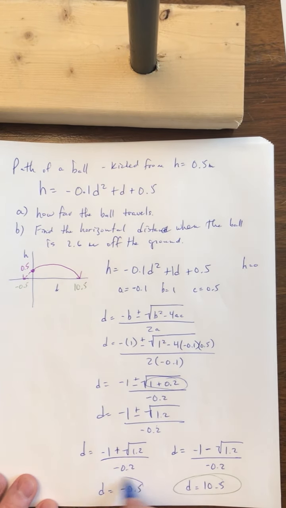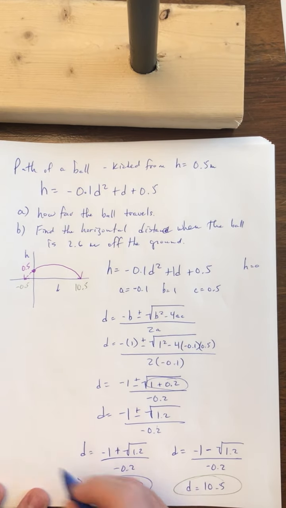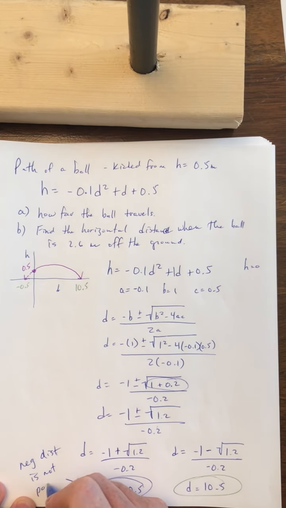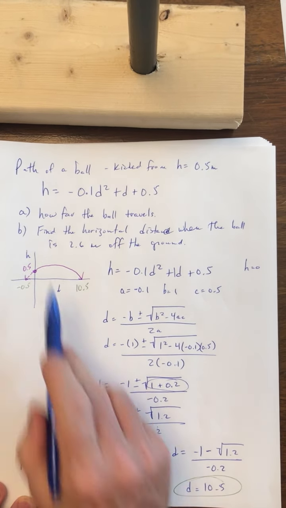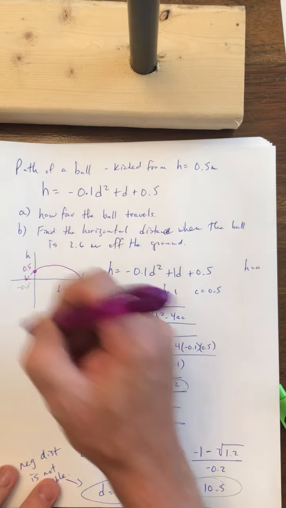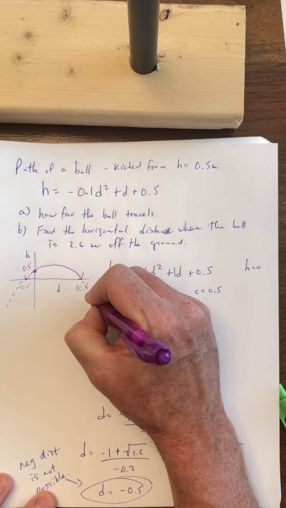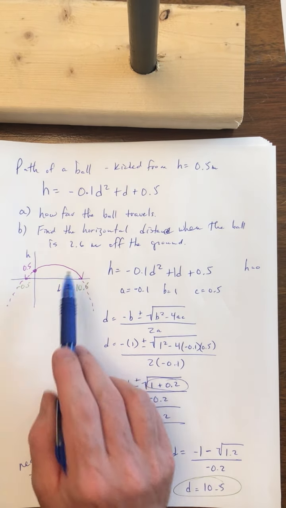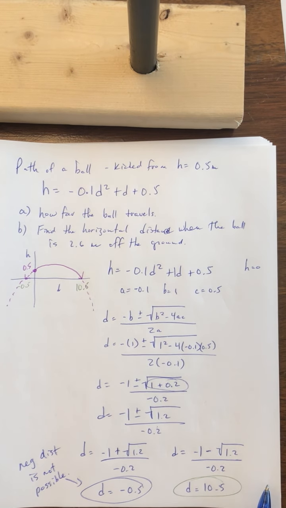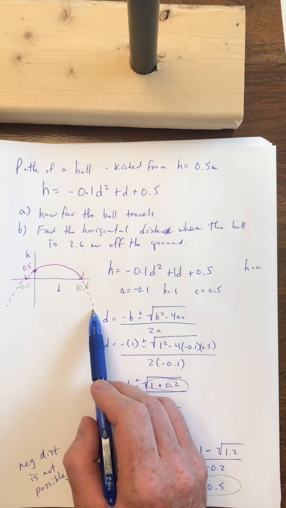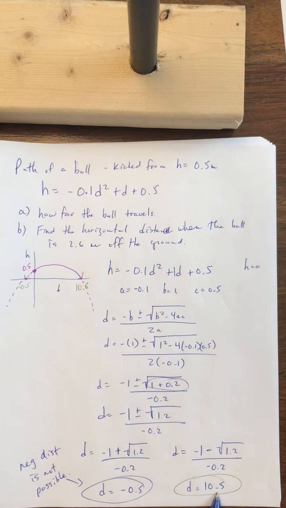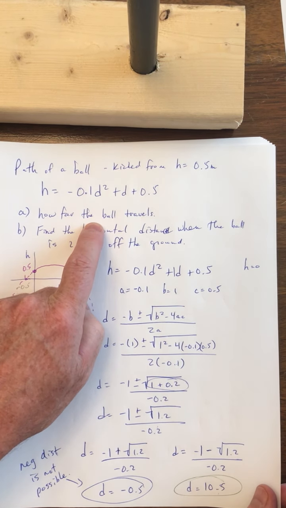However, we know that we cannot have a negative distance. So a negative distance in this case is not possible. The flight of the ball is our solid line. The dotted line is just the rest of the mathematical parabola, but the solid line is the only possible path of the ball. We can't have a negative height, I guess, unless you're kicking it into a hole, and you can't have a negative distance. So this is our answer right here. That is how far the ball travels, 10.5 meters.